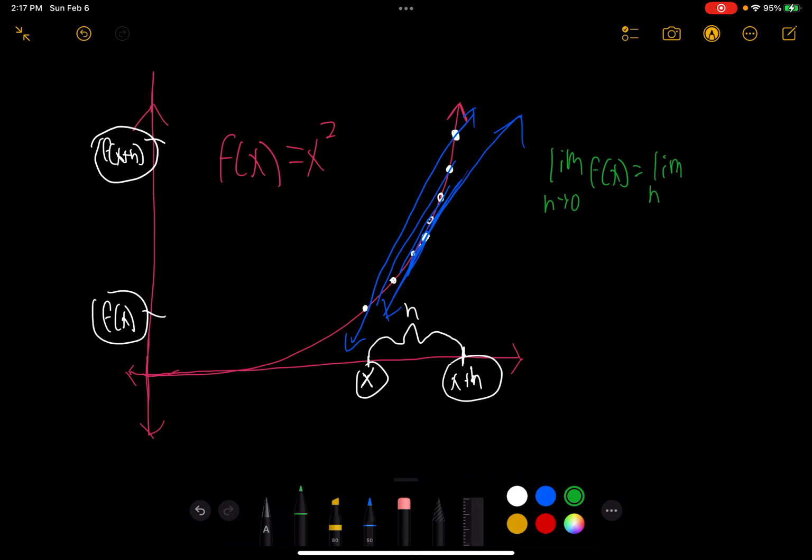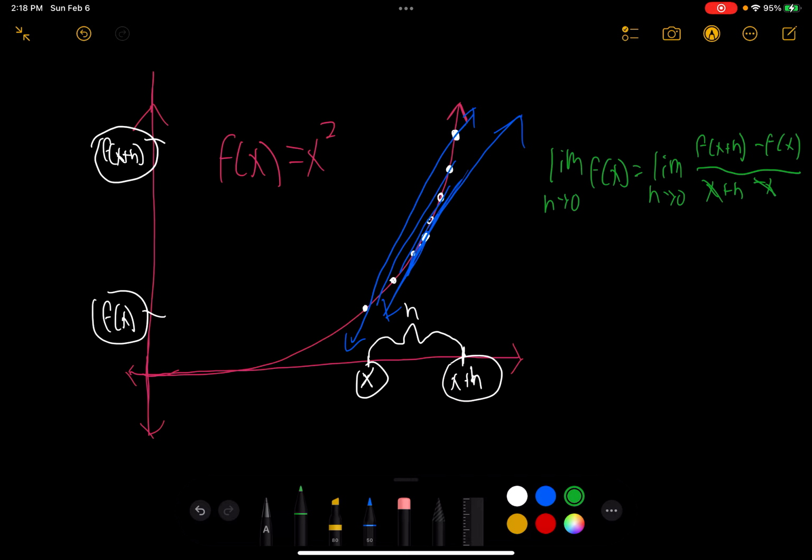We can expand this out to the slope formula if we want to find the tangent line. So this is really going to be f of x plus h minus f of x, over x plus h minus x. That will cancel down here, leaving us with f of x plus h minus f of x over h. Okay, simple enough to understand.